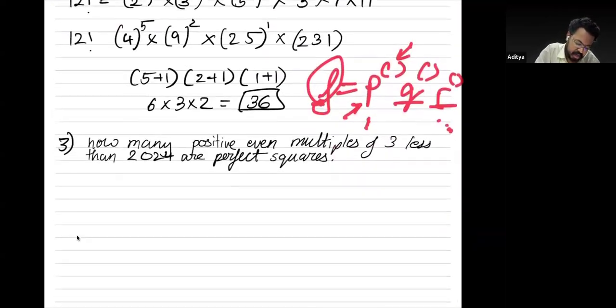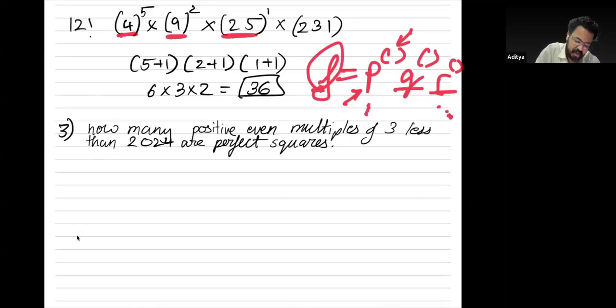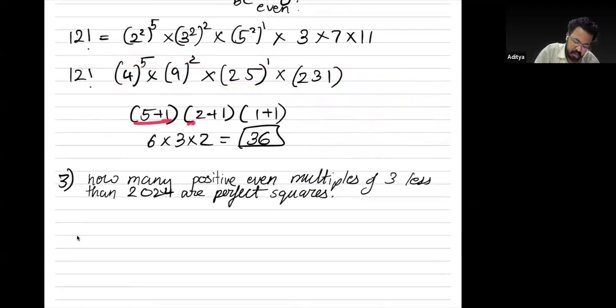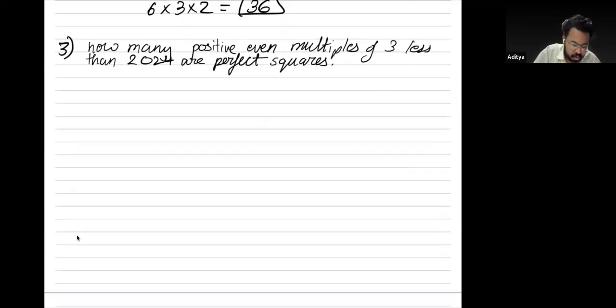And here our indivisible units 4, 9, and 25 each appear 5, 2, and 1 times. So for them it is 5 plus 1, 2 plus 1, and 1 plus 1. Ayush, correct answer.